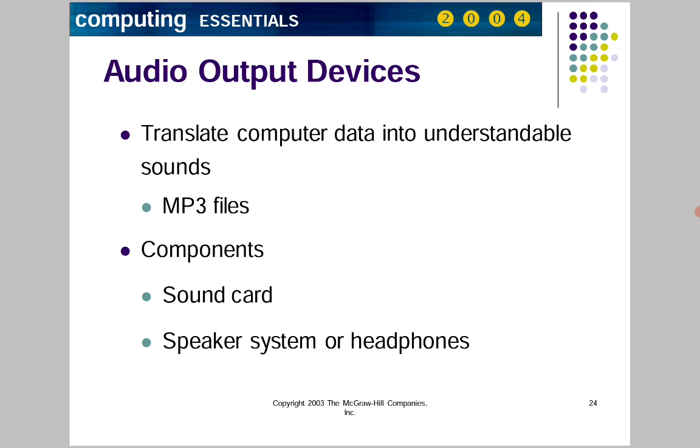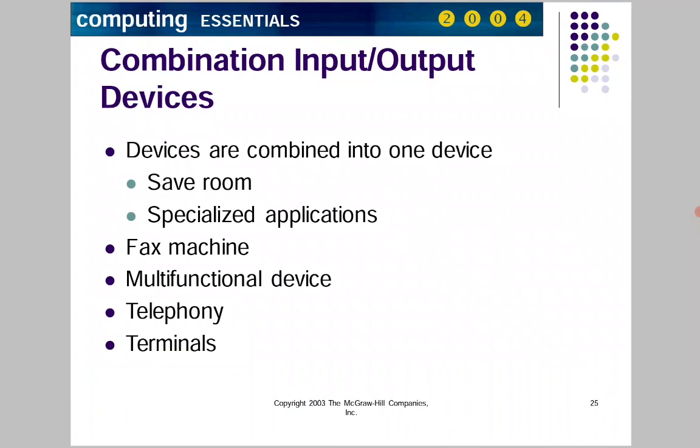So what are audio output devices? Generally they are used to play music or sound on an audio device. Generally these are used to translate computer data into understandable sounds, like MP3 files. Different audio components are used, like sound cards, speaker systems, and headphones.